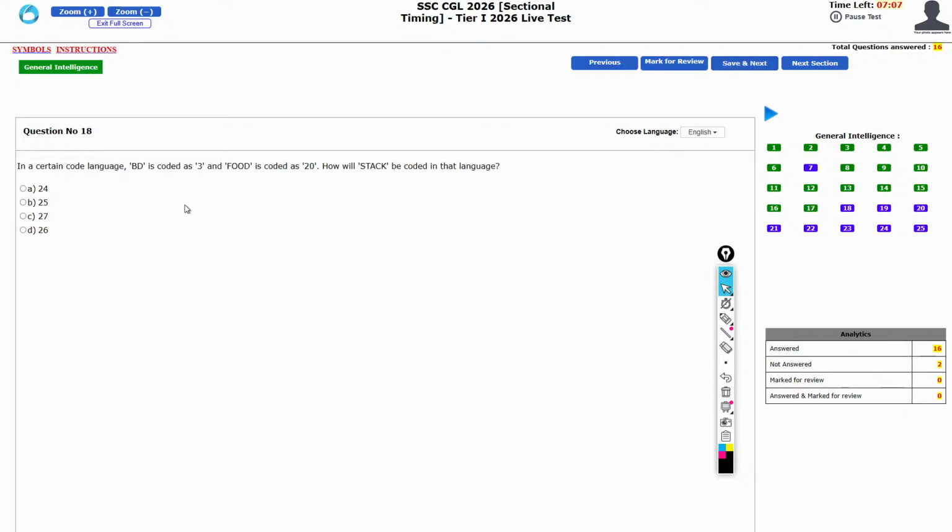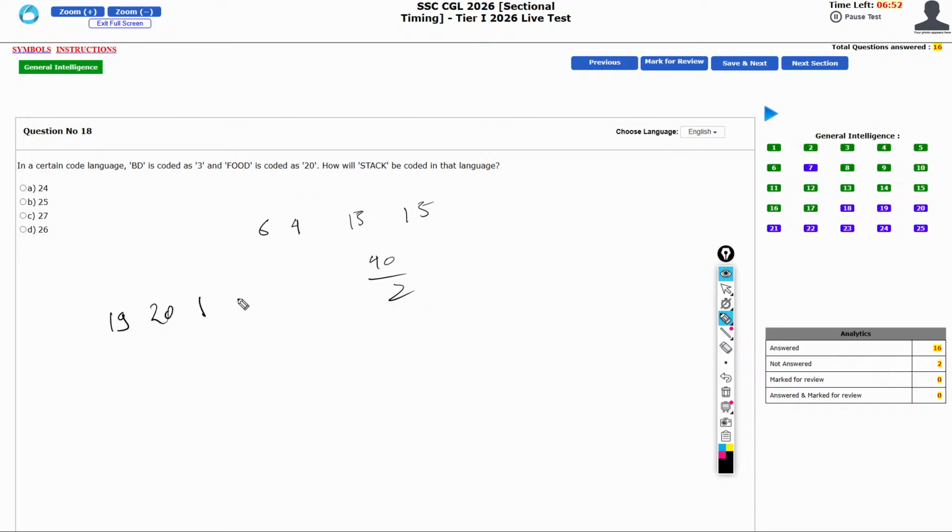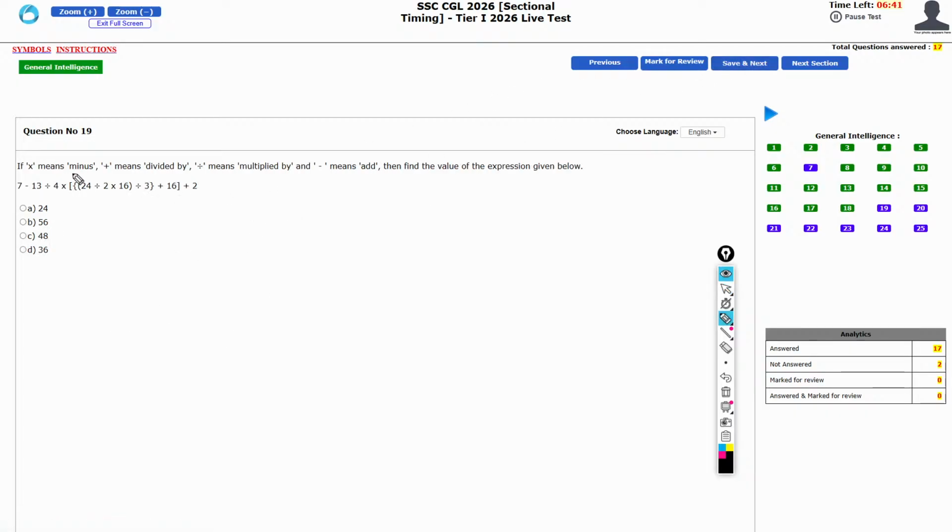A certain code BD is coded as 3 plus an average, F double OD, right? 6, 4, 10, 15, 15, 30. So 40, okay, just by 2. So STACK, S, P, A, C, and K. So 14 and 40. So 54, 27. Okay.